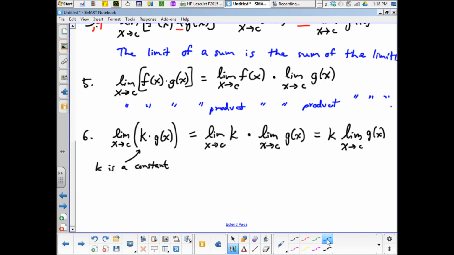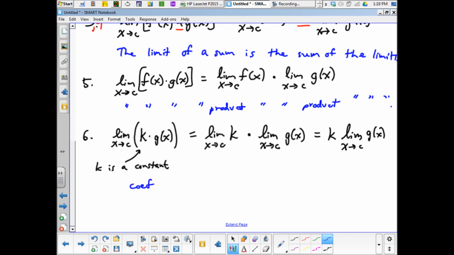So how would you write a sentence for this one? Well, you could write something like: the limit of the product of a constant and a function is that constant times the limit of that function. Or you can simply say you can factor out a coefficient. Because that's kind of what I ended up doing, right? I just took that k, and because it was just a number, I popped it out front. Okay, so I'm just going to write: you can factor out a coefficient.